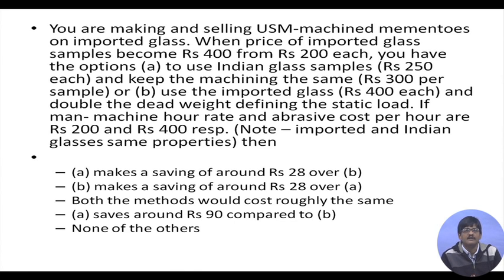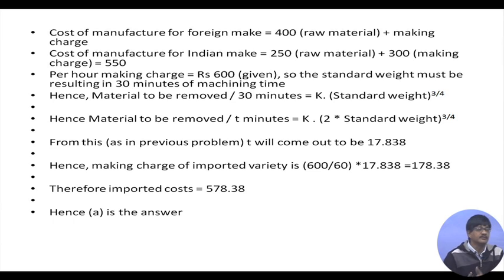So, let us quickly see. Option A makes a saving of rupees 28 over B, and B saves around rupees 90 compared to A, none of the others. Okay. So, let us quickly calculate.